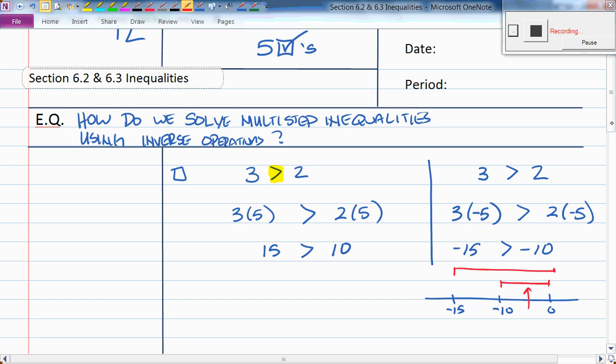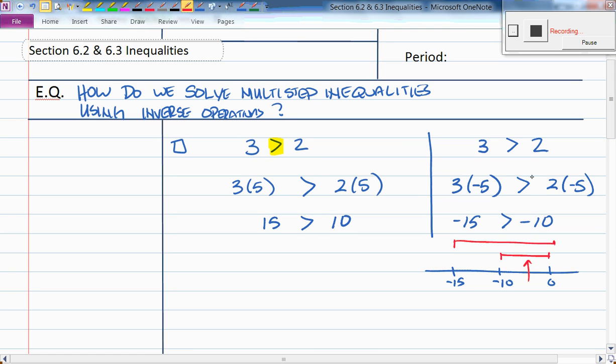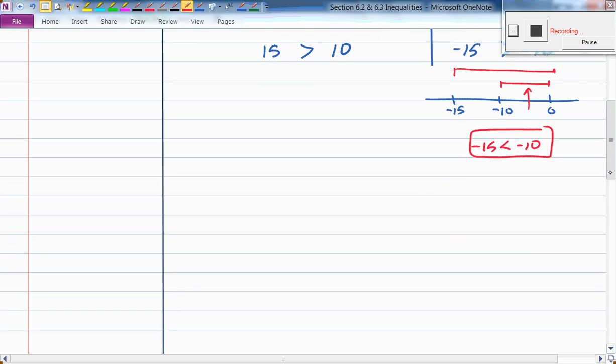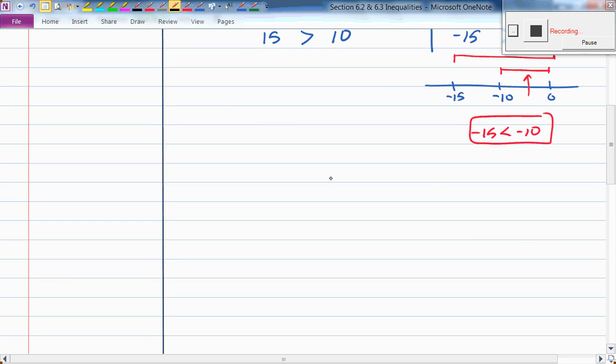So in order to make this statement true, we have to reverse the direction of the inequality to say that negative 15 is now less than negative 10. So the trick, or what we've seen here, is if we're going to multiply by a negative number, we need to reverse the direction of the inequality sign. And that's basically everything that the multiplication property is telling us. So let's write that part down.